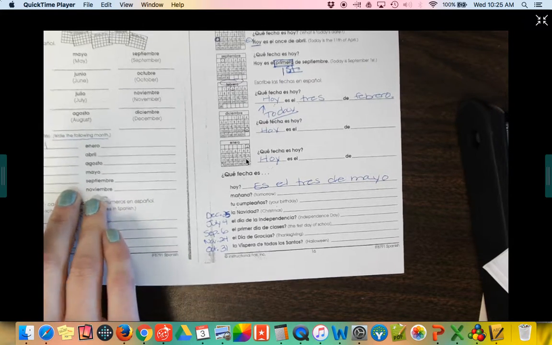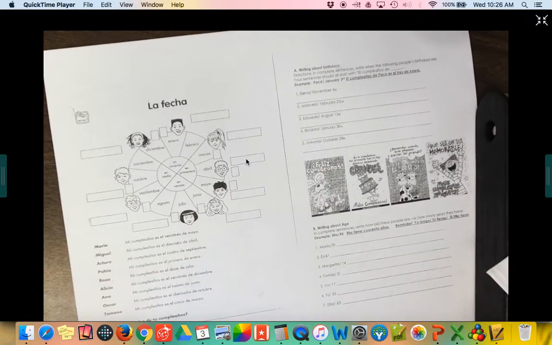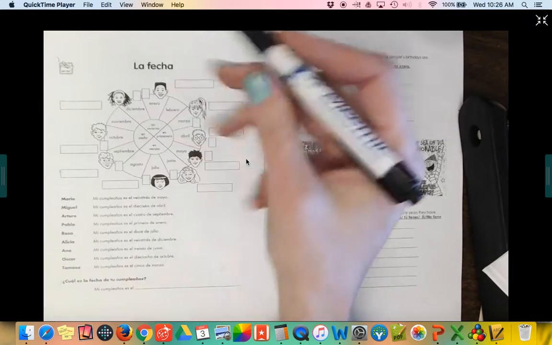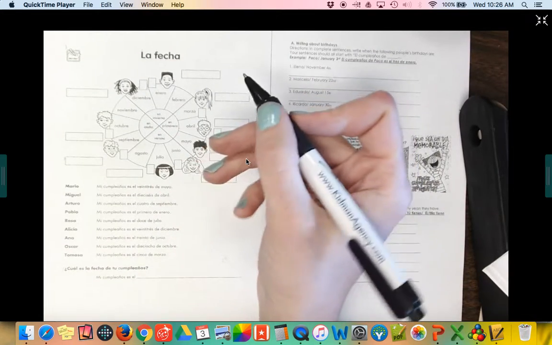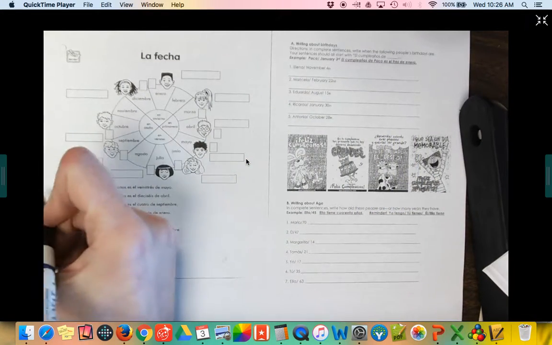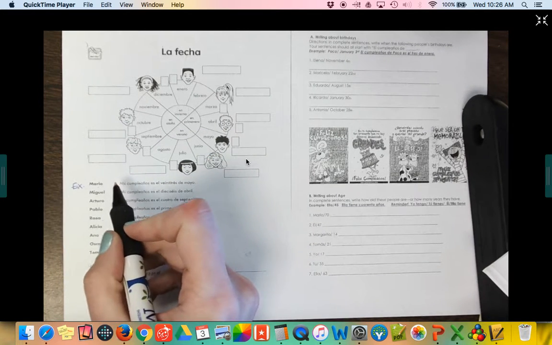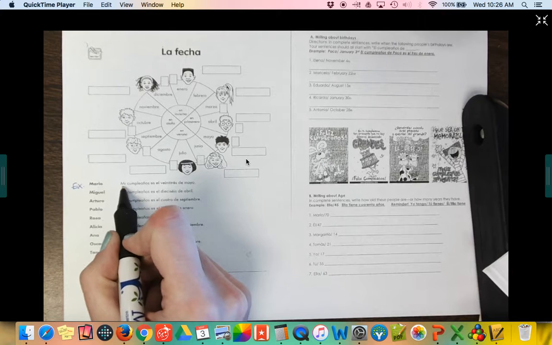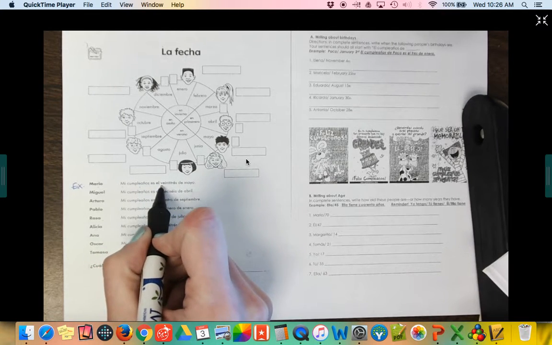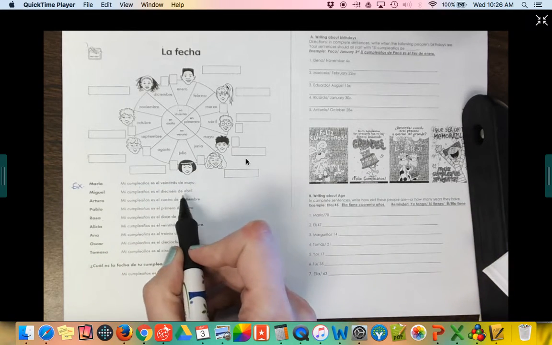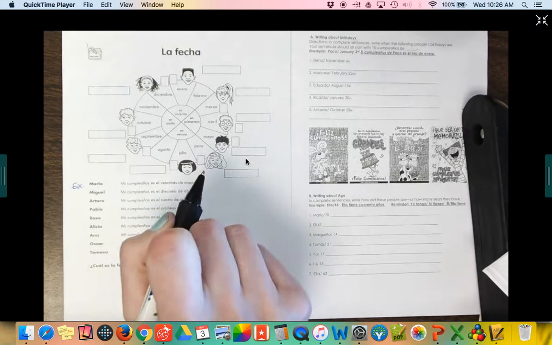See? Okay, flip. This is a reading activity, but it just doesn't look like it. So we're going to do an example with Mario. Mario says, and I can make sure everybody's paying attention here, "Mi cumpleaños es el 23 de mayo." So we're going to find Mayo. Everybody point to the guy on Mayo.